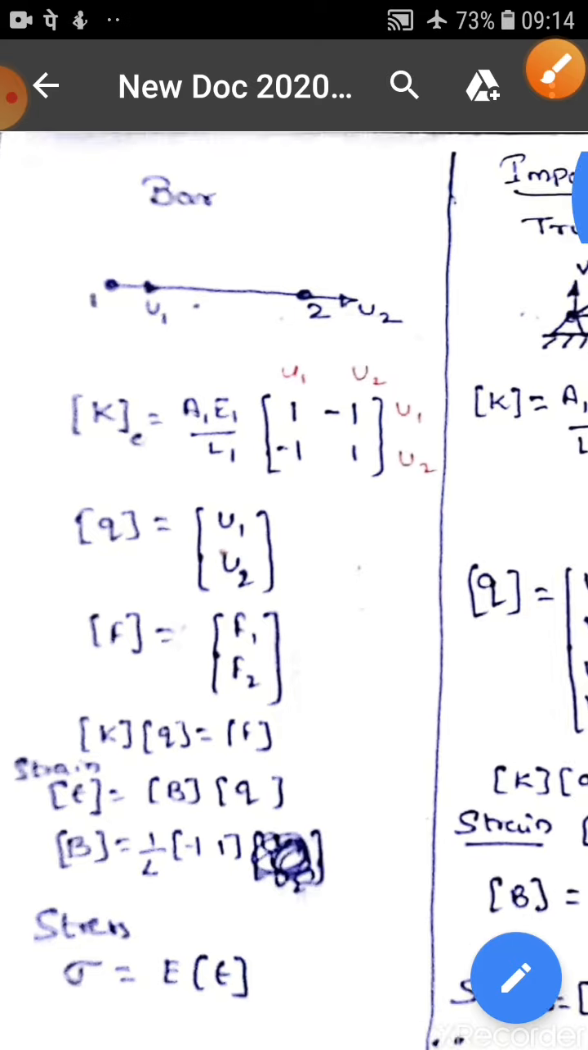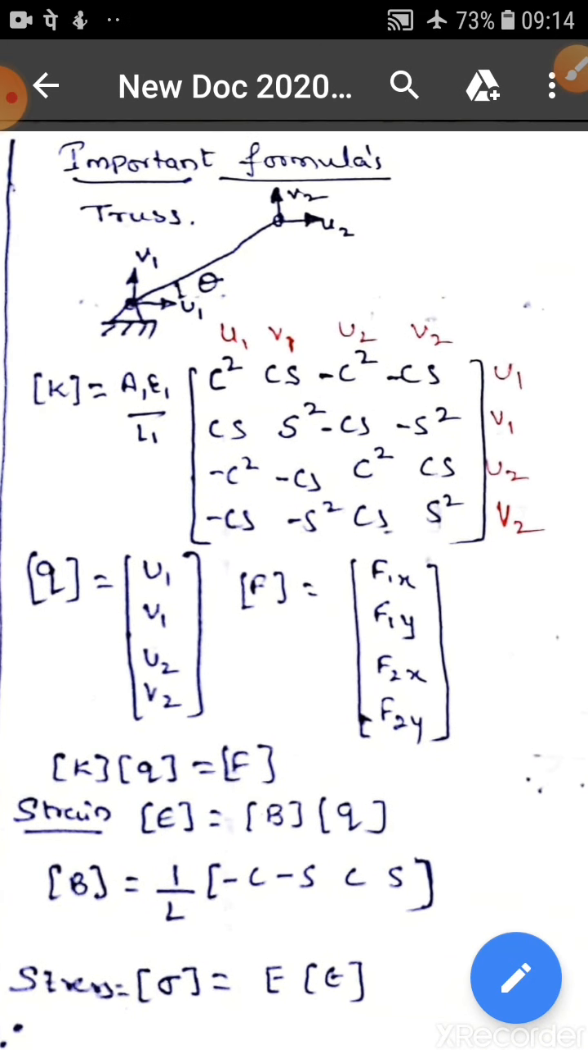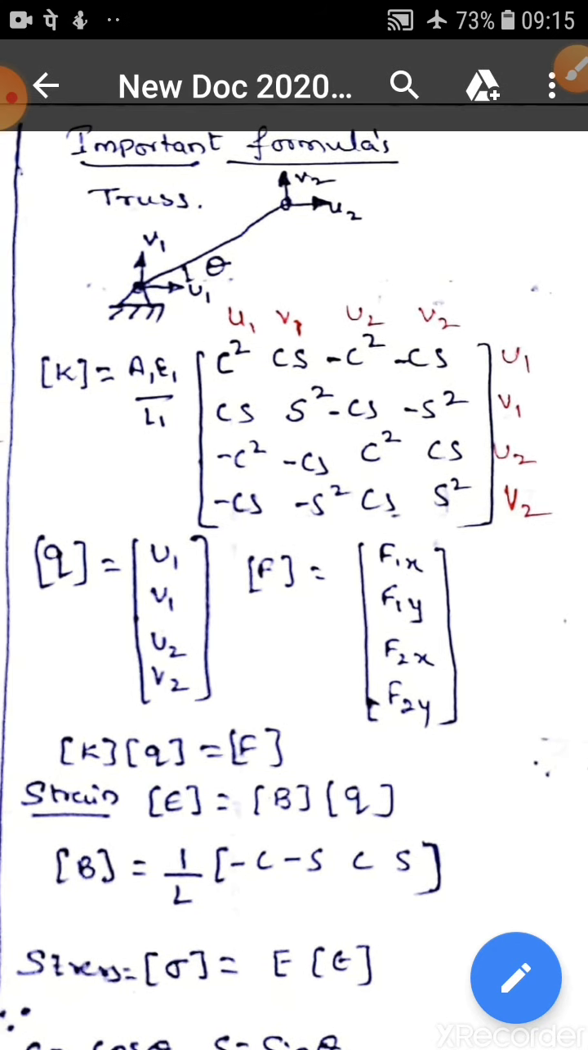Remember, the steps for solving the problem for bar, truss and beam are all the same. Only the equations change. For the truss element also we have a stiffness matrix, strain displacement relations, and a force matrix, but the only change is the formula. We have to again solve K into Q is equal to F.